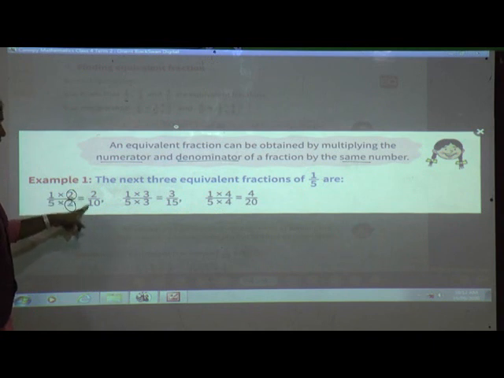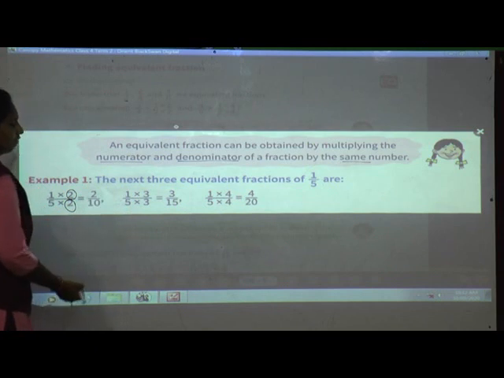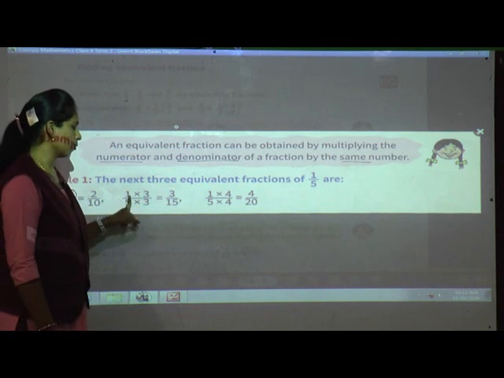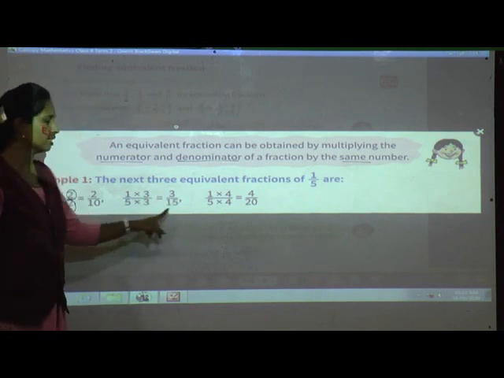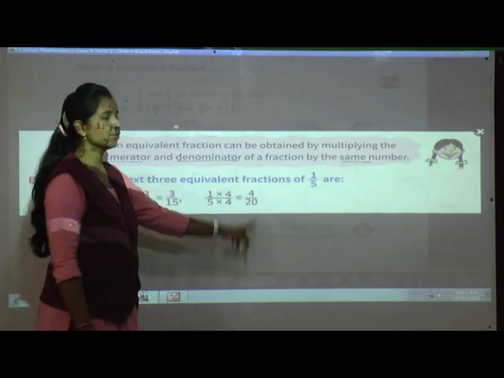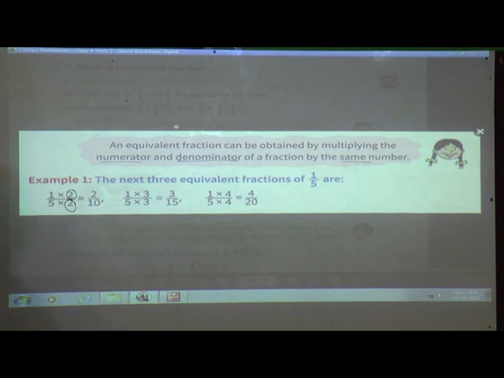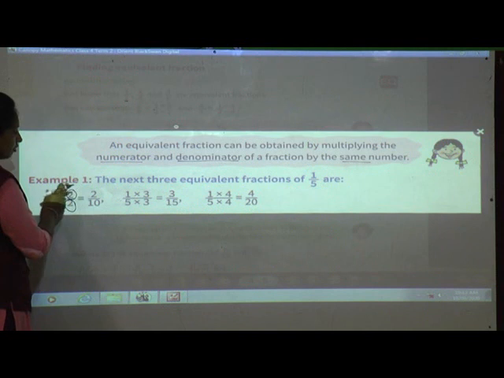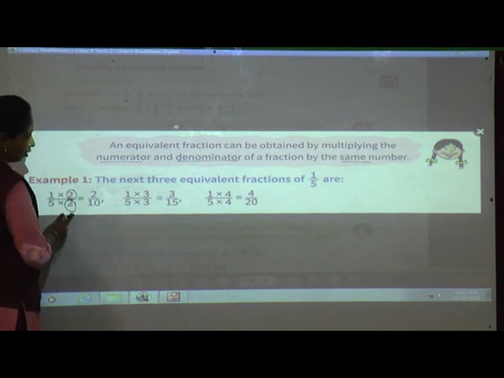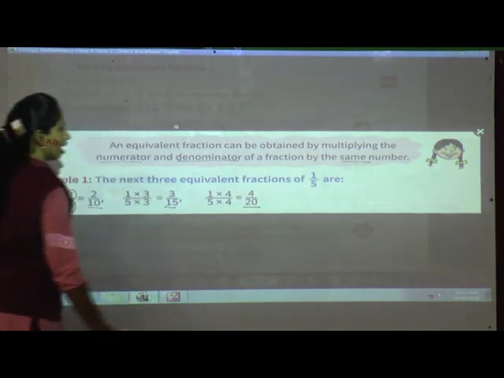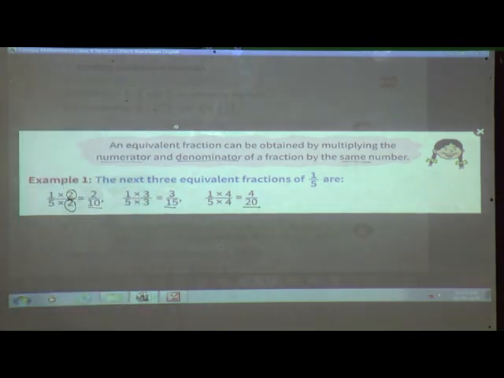Got it? Now we will go with another multiplying number, that is 3. 1 3s are 3, 5 3s are 15, and next 4. 1 4s are 4, 5 4s are 20. So when we multiply the numerator and denominator by any one number, automatically all these numbers are equivalent fractions.